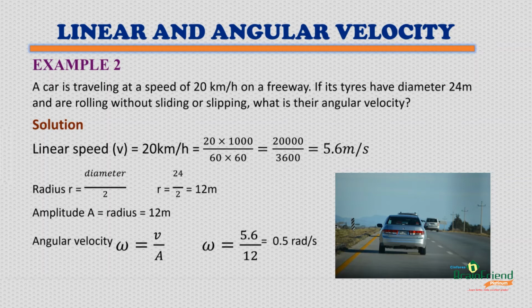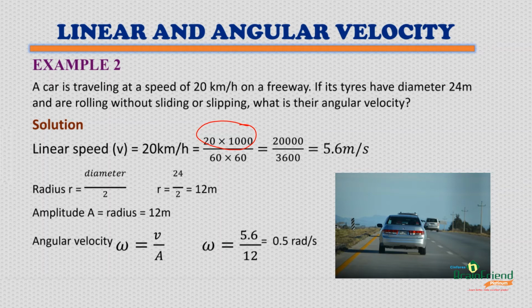So converting 20 km per hour, we have to convert the 20 kilometers to meters and then the hour to seconds. Note that 1,000 meters make 1 kilometer. Therefore, 20 kilometers is equal to 20 times 1,000. And also, 60 minutes make 1 hour and 60 seconds make 1 minute.